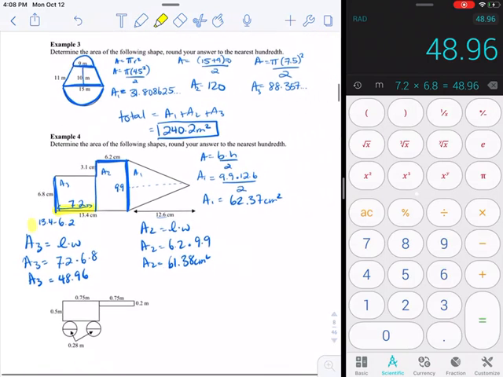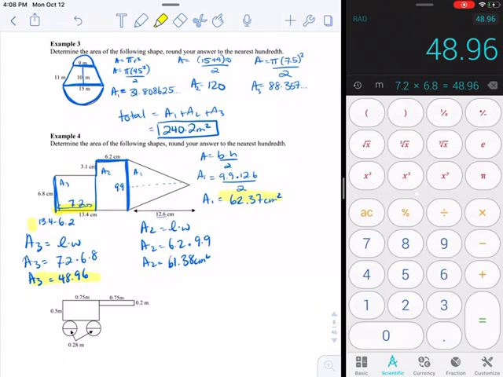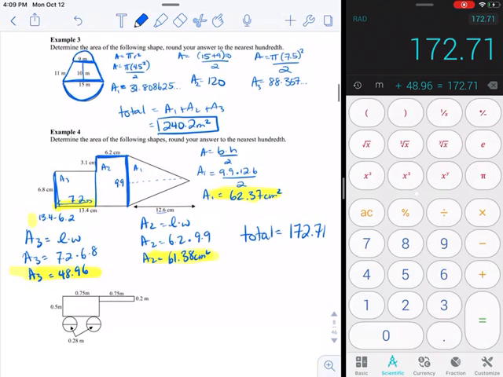So if we take area 1, area 2, and area 3, and we add it all up, that'll give us our total. So let's do that. 62.37 plus 61.38 plus 48.96 gives us 172.71 centimeters squared.